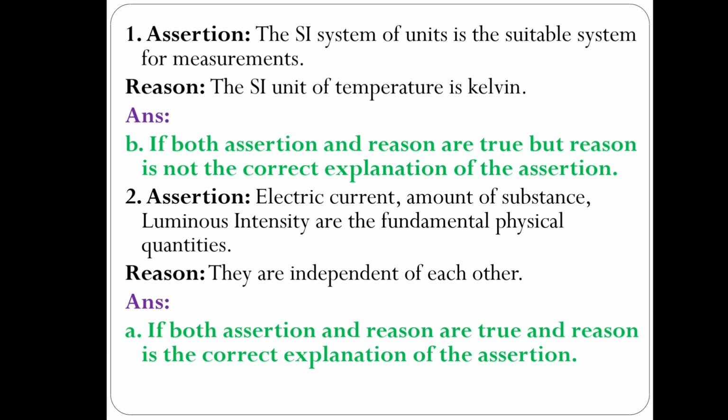Second one, assertion. Electric current, amount of substance, luminous intensity are the fundamental physical quantities. Reason, they are independent of each other. Yes, assertion is true, reason is true. So both of them are true, and the reason is also a correct explanation for the statement. So the answer is option A. If both assertion and reason are true, and reason is the correct explanation of the statement.